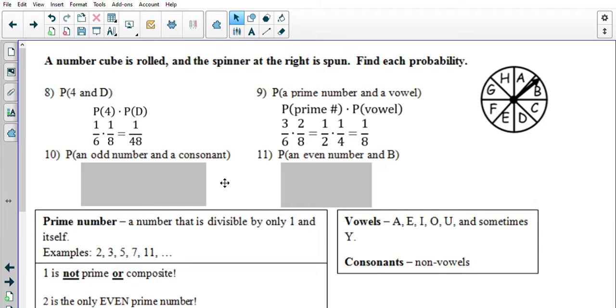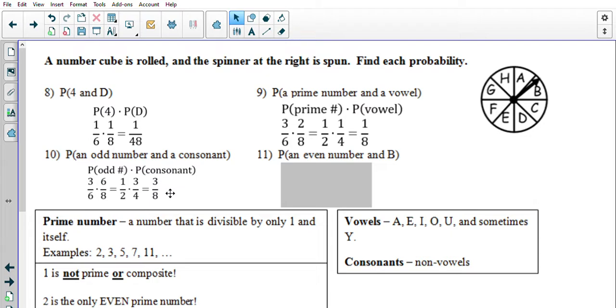Number 10, find the probability of an odd number and a consonant. So for an odd number, that would be the number cube landing on 1, 3, or 5. That's 3 out of the 6 sides, or 1/2. A consonant is anything that's not a vowel. So 2 of those sections were vowels, A and E. That means the other 6 sections are consonants. So 6 out of 8 for that probability, which is 3/4. Multiply straight across to get a probability of 3/8.